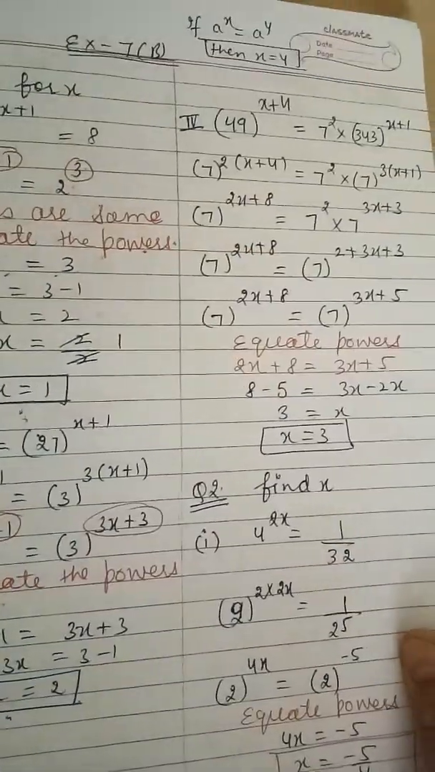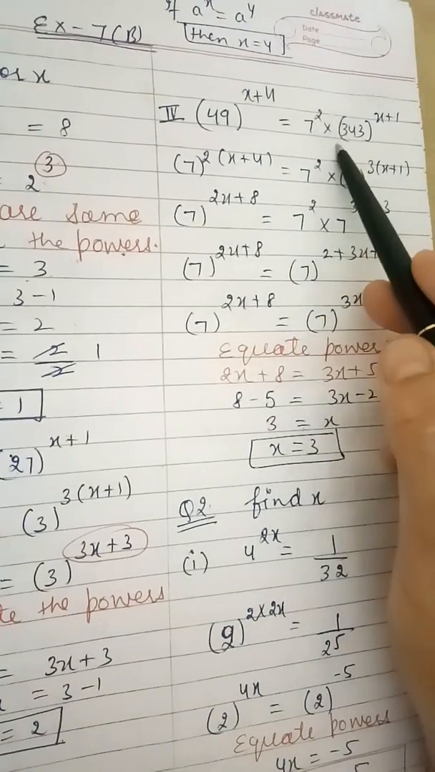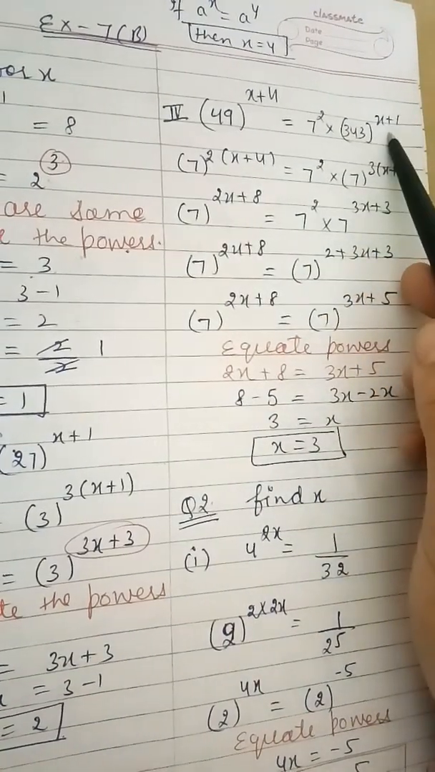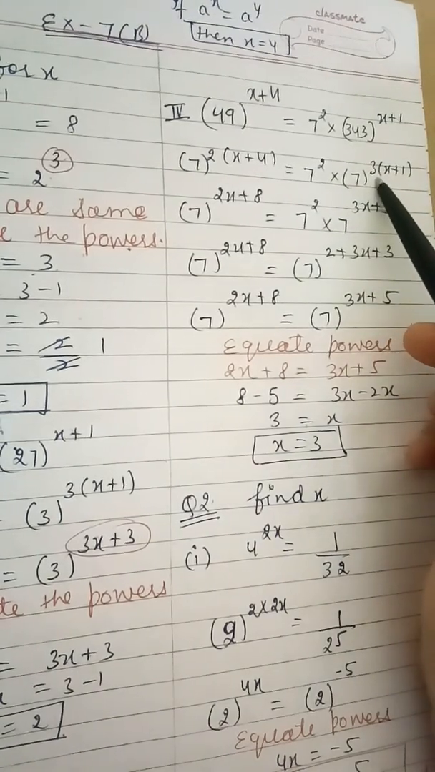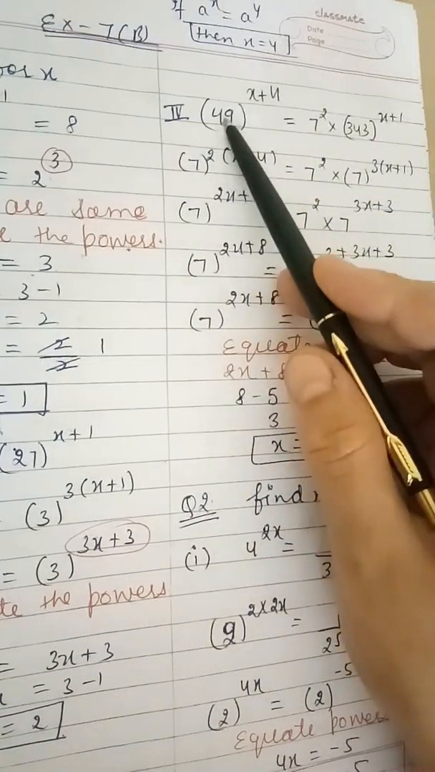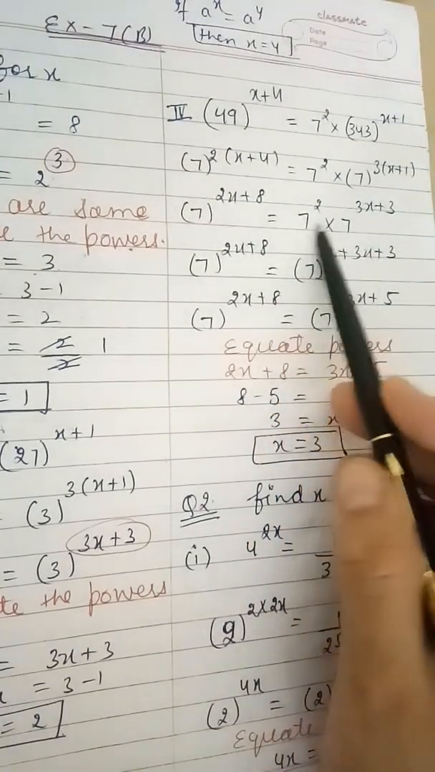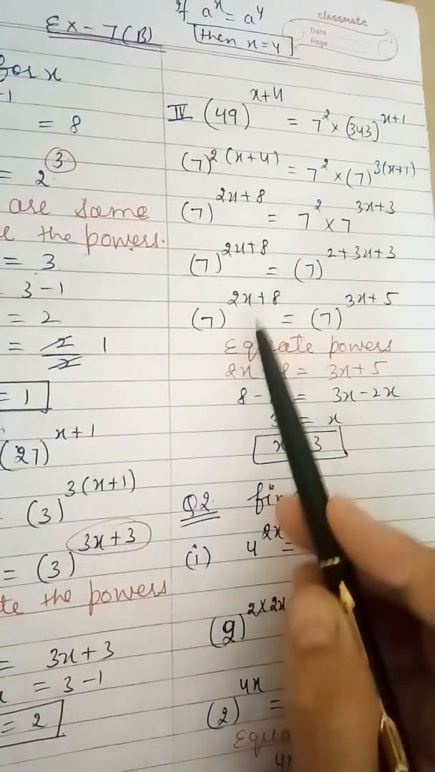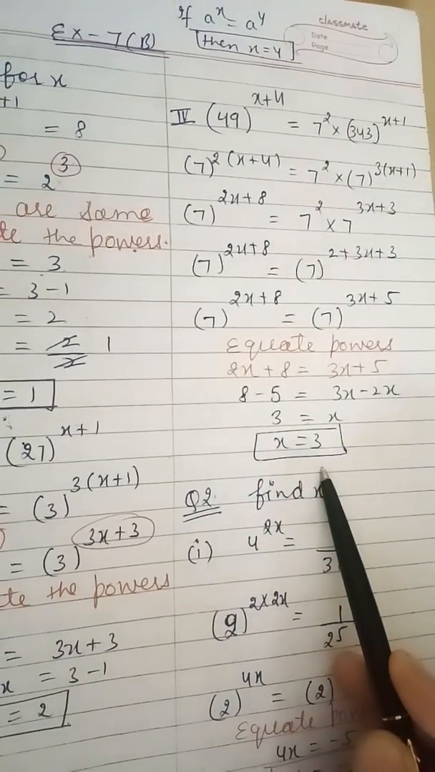In the fourth part, it is 49 raised to power x plus 4, 7 square into 343 raised to power x plus 1. So 343 you can write 7 raised to power 3, and this 3 is multiplied with them. And 49 you can write 7 raised to power 2. Now you can see if bases are same, we can add the powers. And here we can equate the powers and we can calculate the value of x.